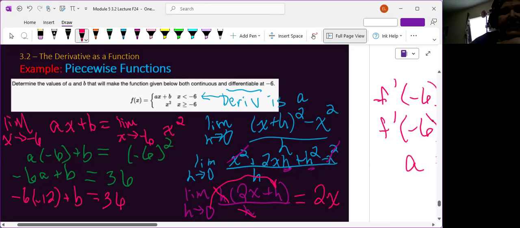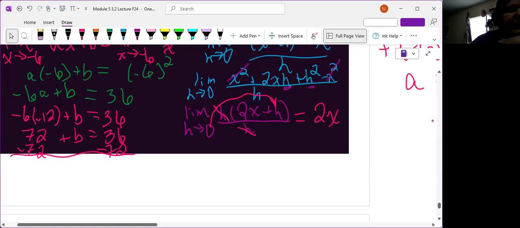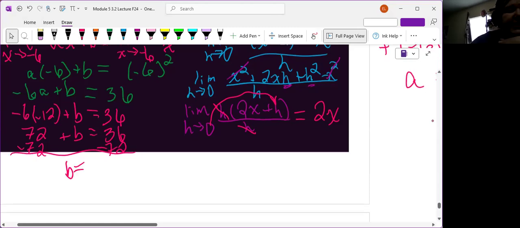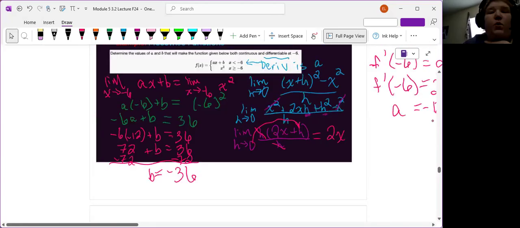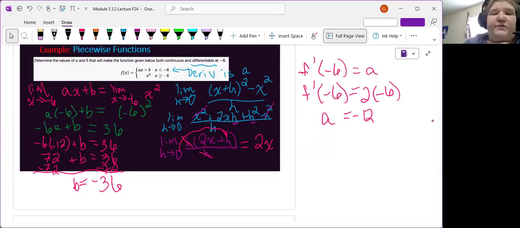So negative 6 times negative 12 is a positive 72. And then we minus the 72. And that should be a negative 36. So in order for this function to be both continuous and differentiable, I need to make a negative 12 and b negative 36.